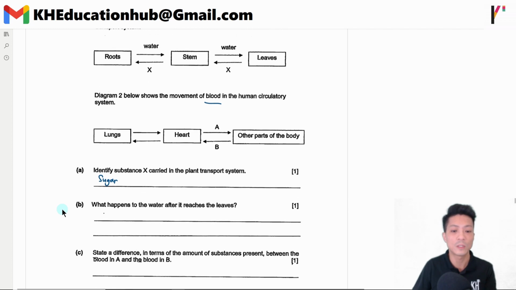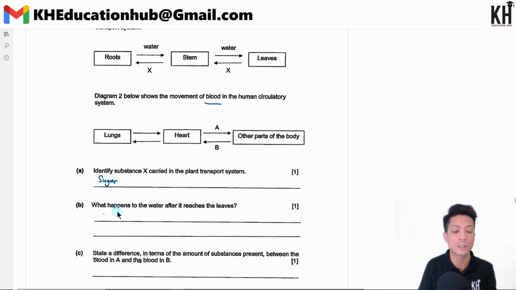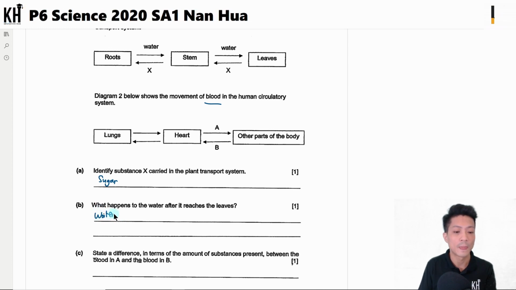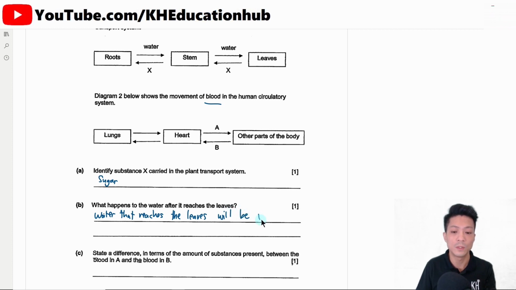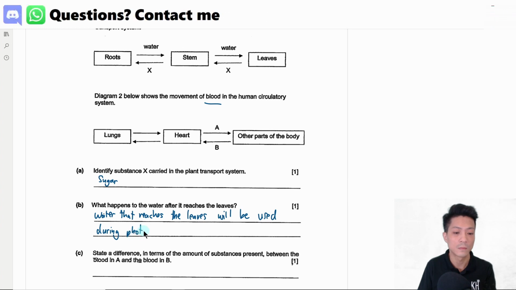Okay, what happens to the water after it reaches the leaves? Water that reaches the leaves will be used during photosynthesis, to make food.